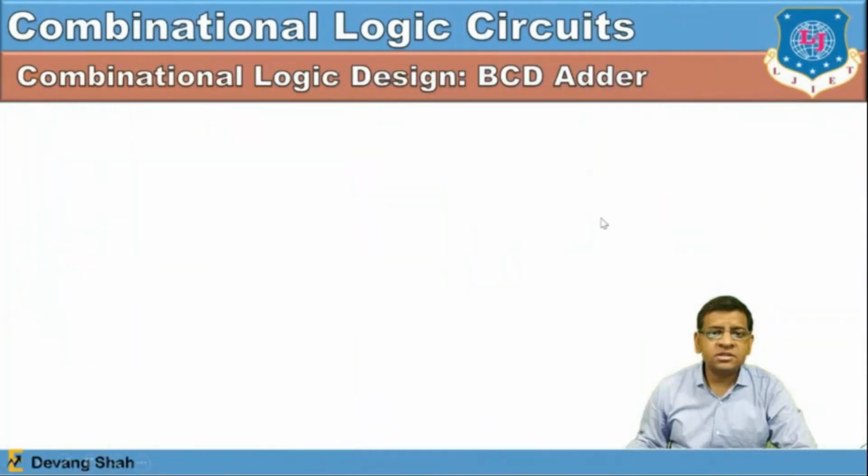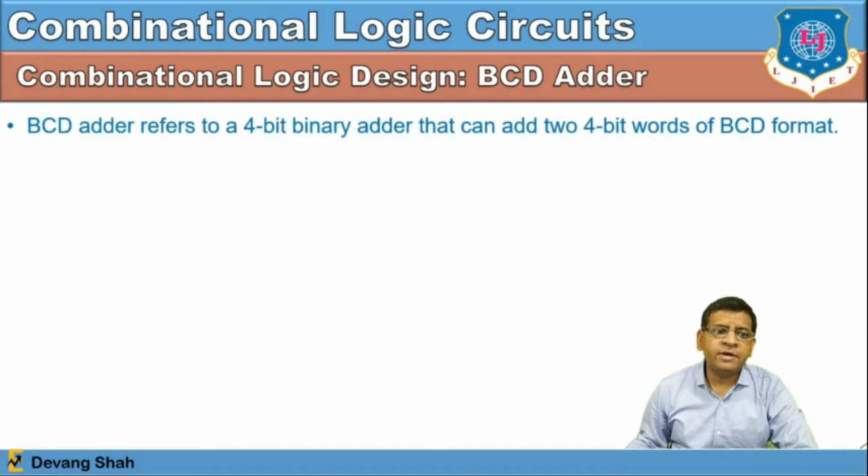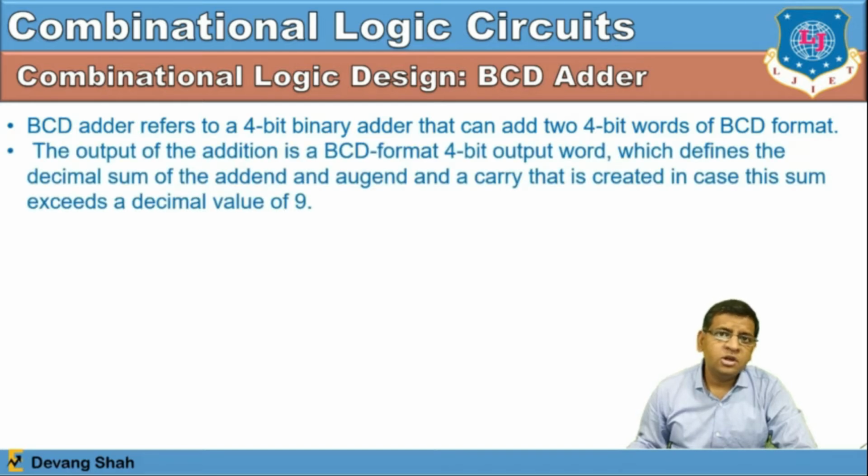So let's start with our first, the BCD adder. Now what is the BCD adder? You just learn the concept of the BCD adder. A BCD adder refers to a 4-bit binary adder that can add two 4-bit words of BCD format, right? BCD is always represented in terms of 4 bits. So your job is to find the output of the addition as a BCD format 4-bit output word which defines the decimal sum of the addend and the augend, and a carry is created in case the sum exceeds the decimal value of 9.